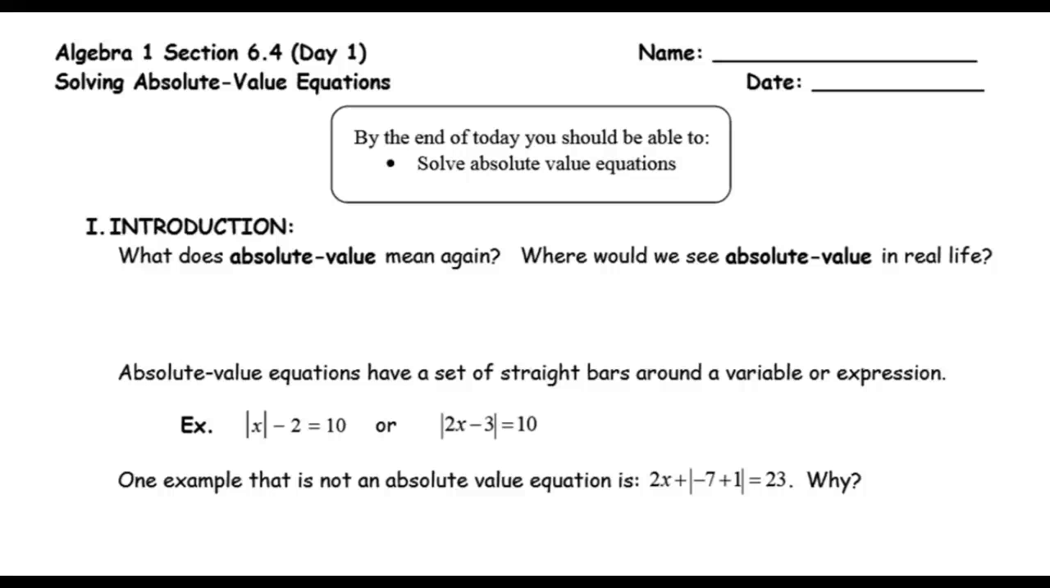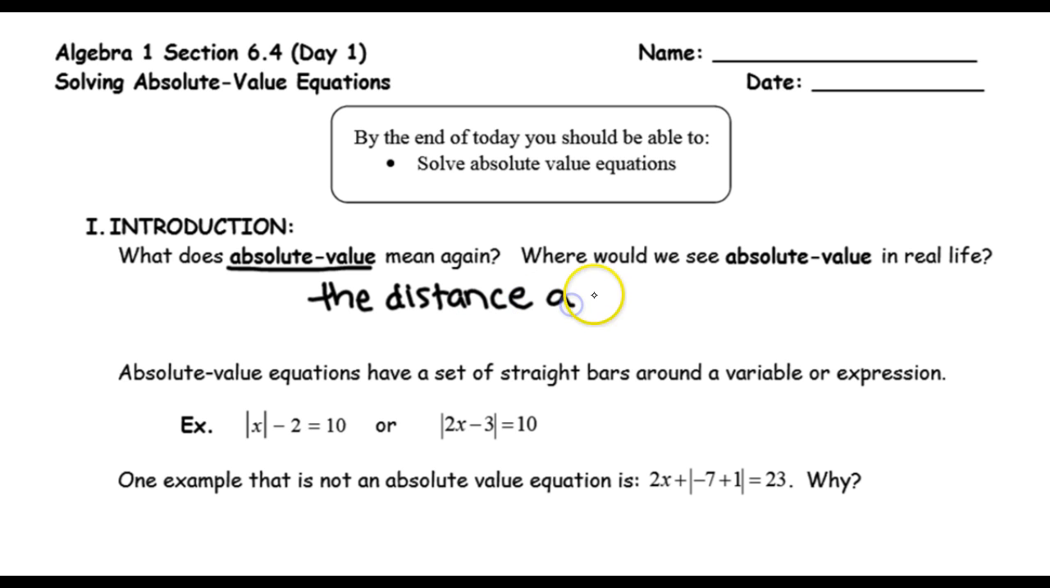6.4, solving absolute value equations. Let's review what absolute value means. Remember that absolute value is the distance a value is from zero. So let's go ahead and write that down: absolute value is the distance a number is from zero.